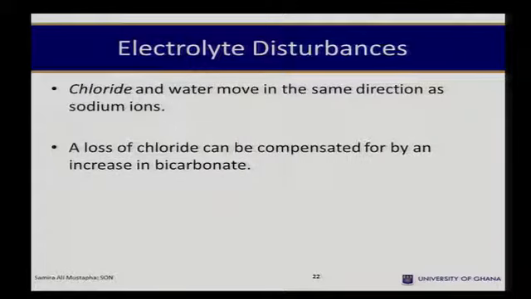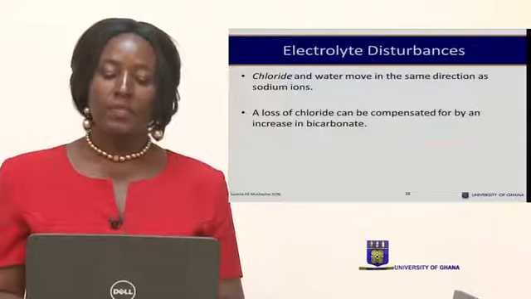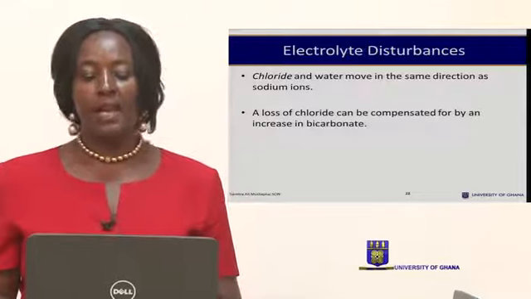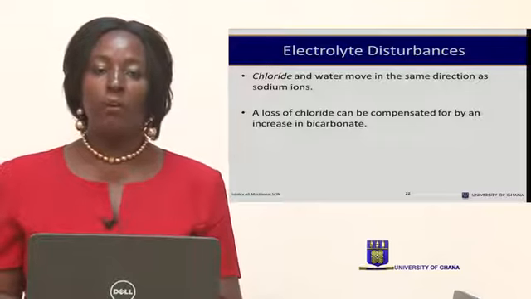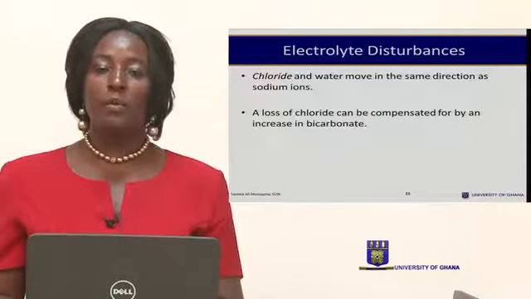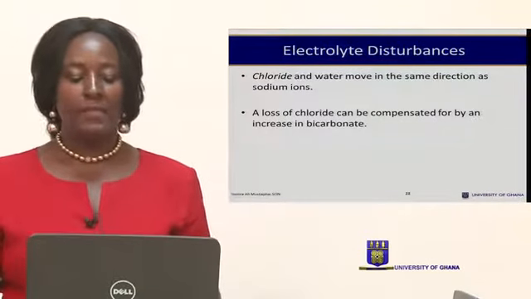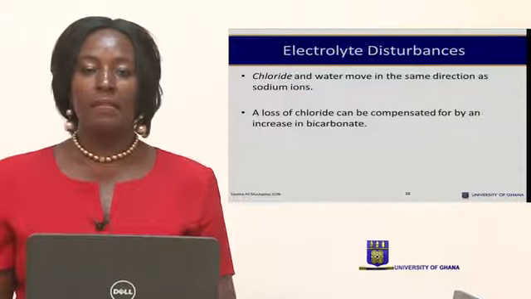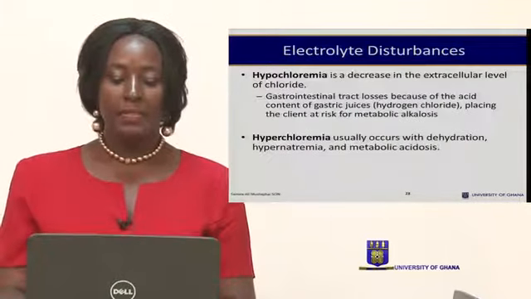So another we'll look at in terms of terminologies when it comes to electrolyte disturbance is chloride. So chloride and water move in the same direction as sodium ions. So the two bind to form sodium chloride. And so when there are low levels of sodium, there are low levels of chloride, and vice versa. A loss of chloride can be compensated by an increase in bicarbonate. So there is an inverse relation in this context.